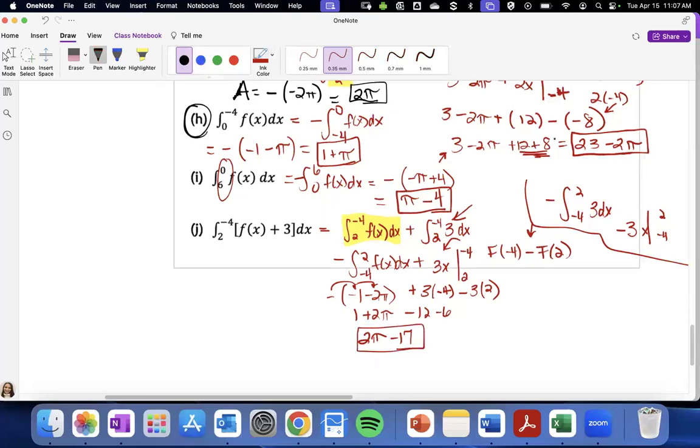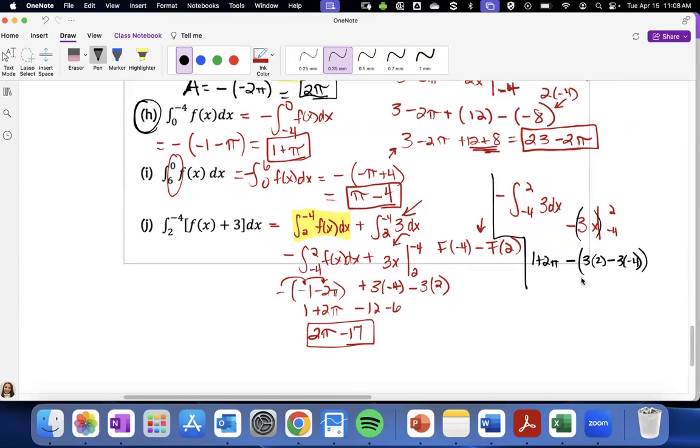Now, if you did it over here, like I told you, you can solve it if you initially just did the opposite of the 3. So here's what it would look like: 1 plus 2 pi minus, and then you have to use parentheses here, 3 times 2 minus 3 times -4. You'd have to have a couple sets of parentheses if you did. So it'd be minus, 6 plus 12, minus 18. So you still get 2 pi minus 17. It's just a little bit more annoying with the negatives. Okay, all right. So that's it.